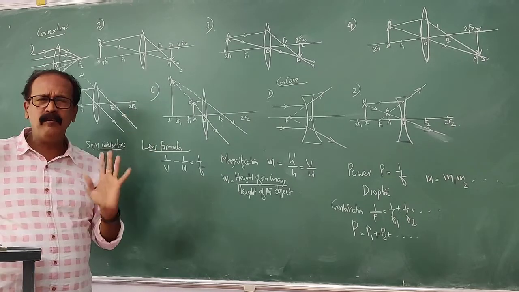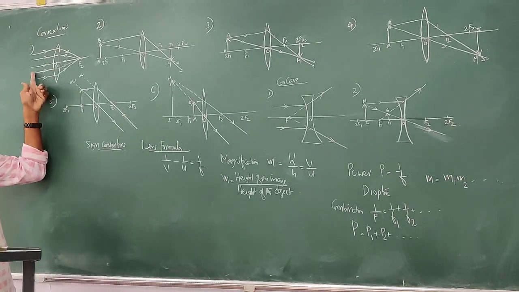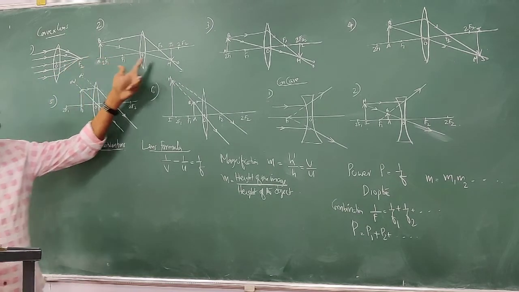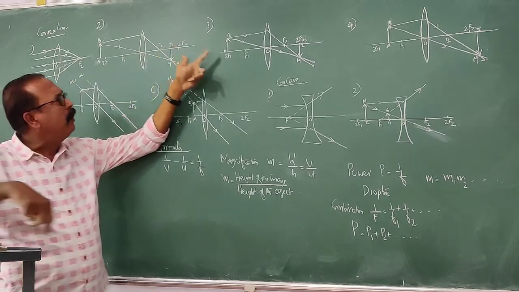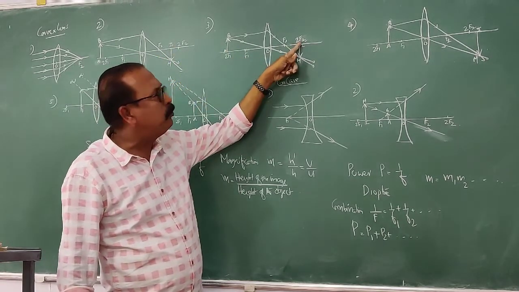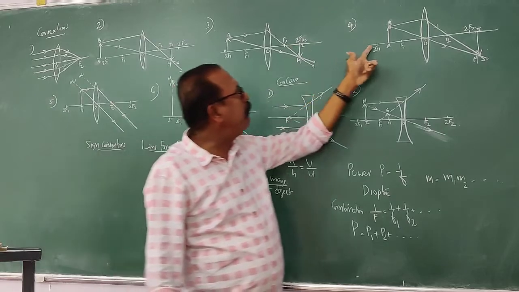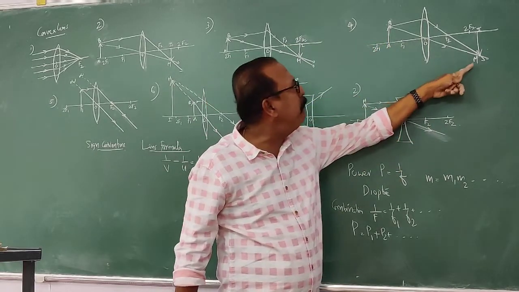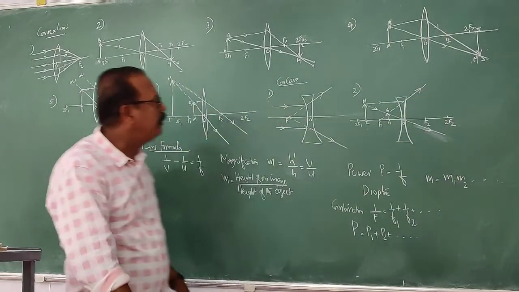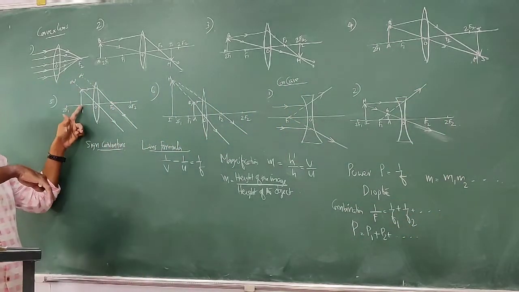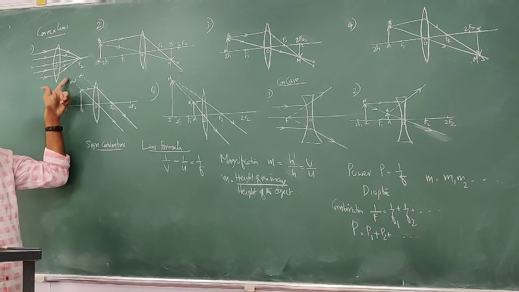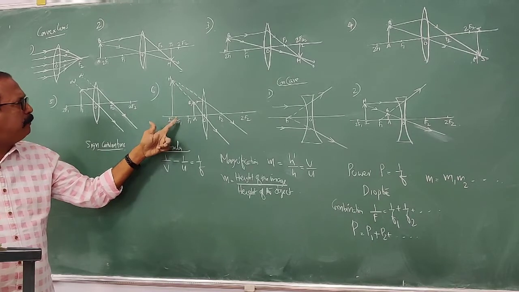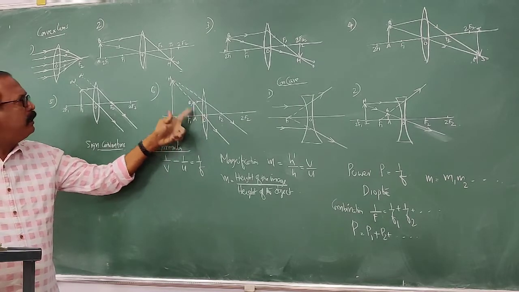So see all the positions, you are satisfied. Object at infinity, image at the focus. Object beyond 2f1, image between f2 and 2f2 on the other side. Object at 2f1, image at 2f2, same size. Object between 2f1 and f1, image is formed beyond 2f2 and magnified. Real image only. Now, object at focus f1, image is formed at infinity. Object between f1 and optic center, you get a virtual image.